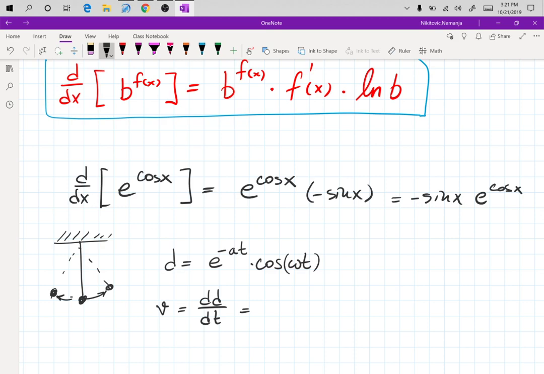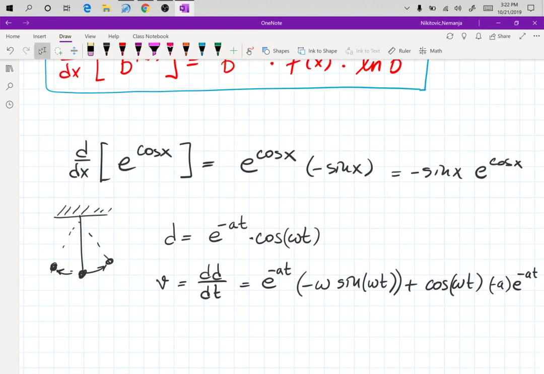So what do we have? We have d dt. So what I have now is the product rule. Copy the first, which is e to the negative at, and then copy the second. Sorry, copy the first, then the derivative of the second. That will be negative omega sine omega t, plus copy the second, which is cosine omega t, times the derivative of the first, and this is where our derivative up there kicks in, which is we take negative a in front and then e to the negative at.